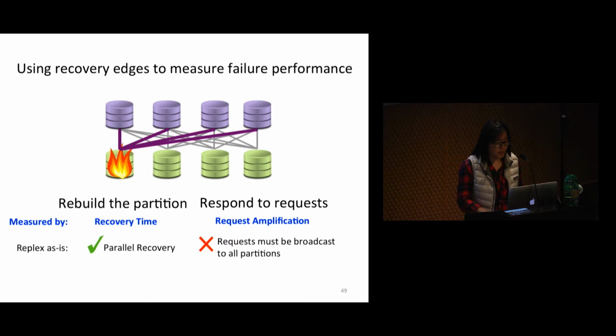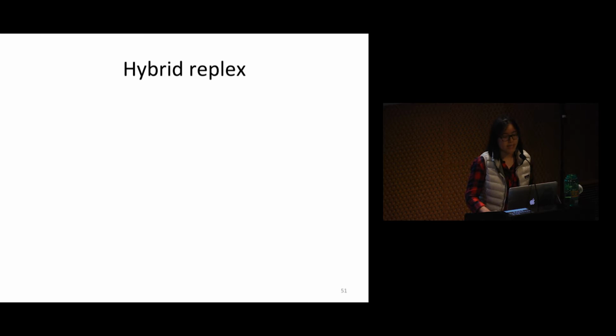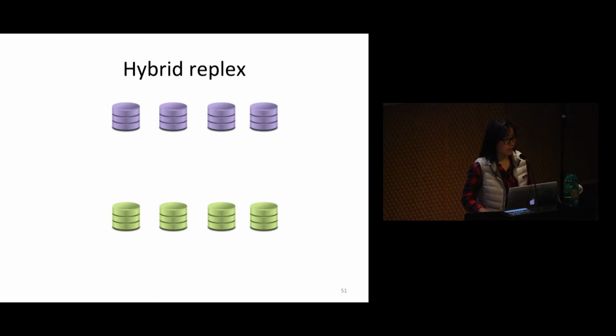So the question is, how can we explore this trade-off between these two things that we're trying to deal with during failure? And the answer is something that we call a hybrid replex. A hybrid replex, you insert in between two replexes. So this is an example of a hybrid replex. And the power of the hybrid replex is that it enables flexible recovery edge graphs.